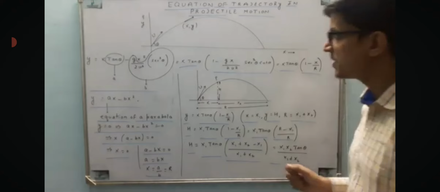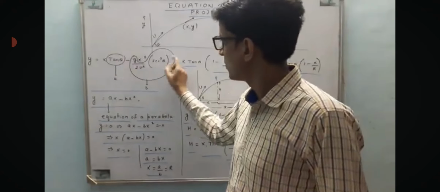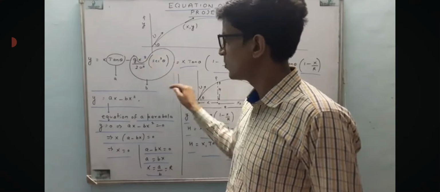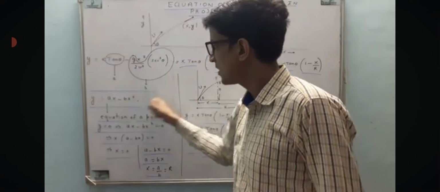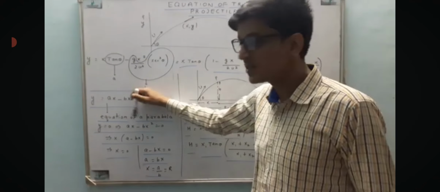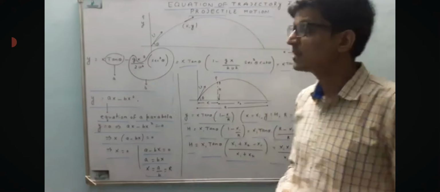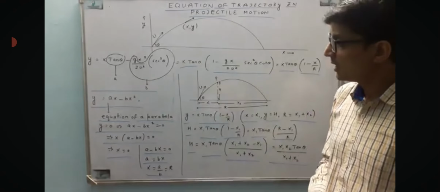One more concept is there. Suppose I assume tan theta is equal to a and this entire thing is equal to b. So the equation reduces to y is equal to ax minus bx square. This is basically the equation of a parabola. So we can say that the trajectory is parabolic in nature.